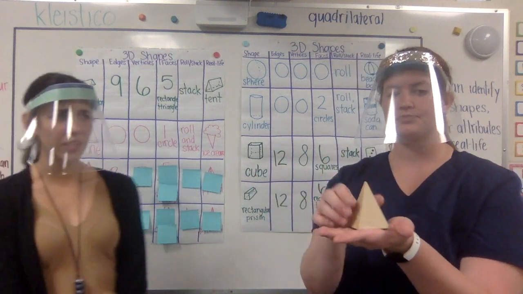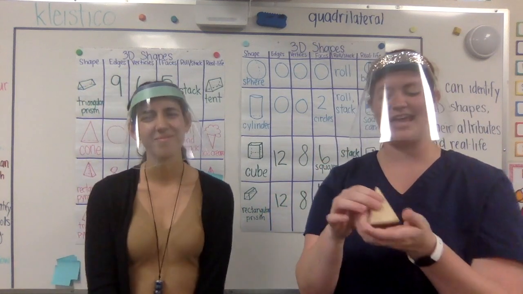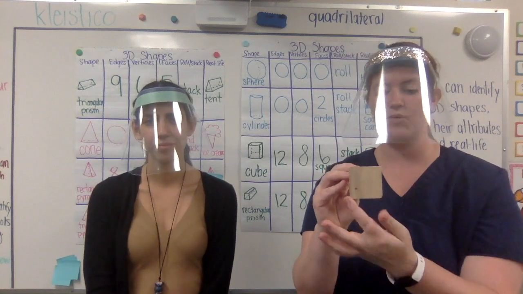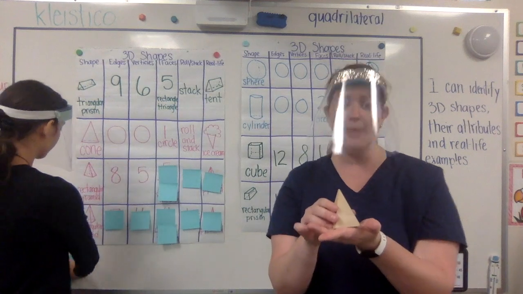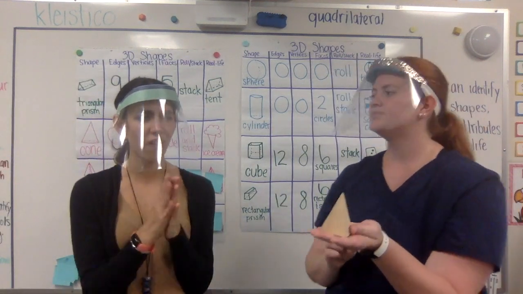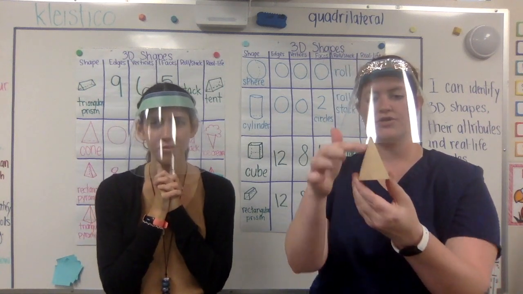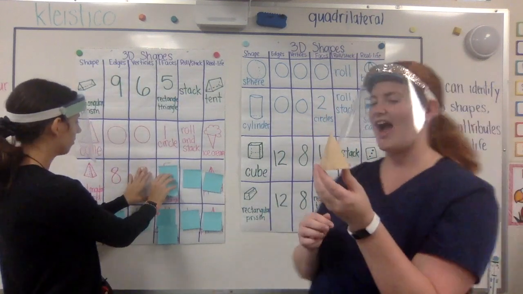Then how many vertices does it have? Ooh, I remember vertices. That's where those points come together. Let me go ahead and start at my base because I have 1, 2, 3, 4, 5. I have 5 vertices where edges are coming together. Well, then what about our faces, Miss Lime? Those flat sides. 1, 2, 3, 4, 5. Oh, it also has 5 faces.